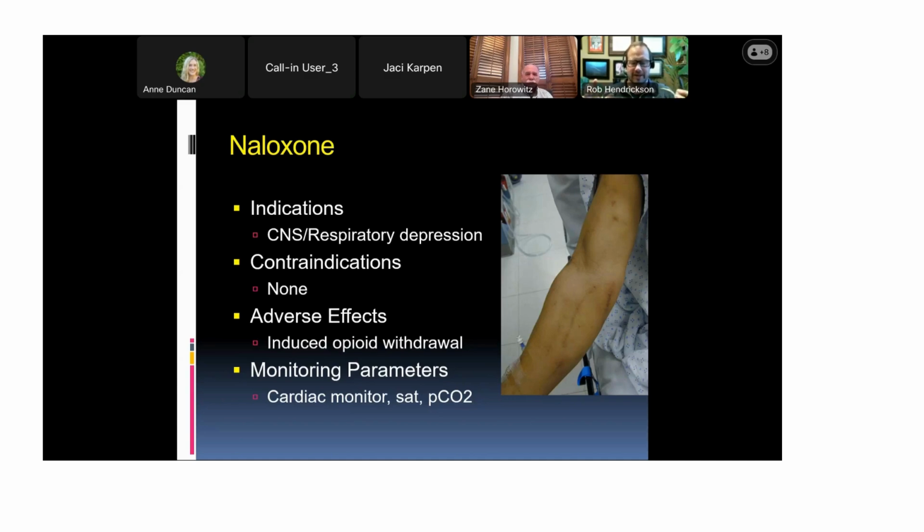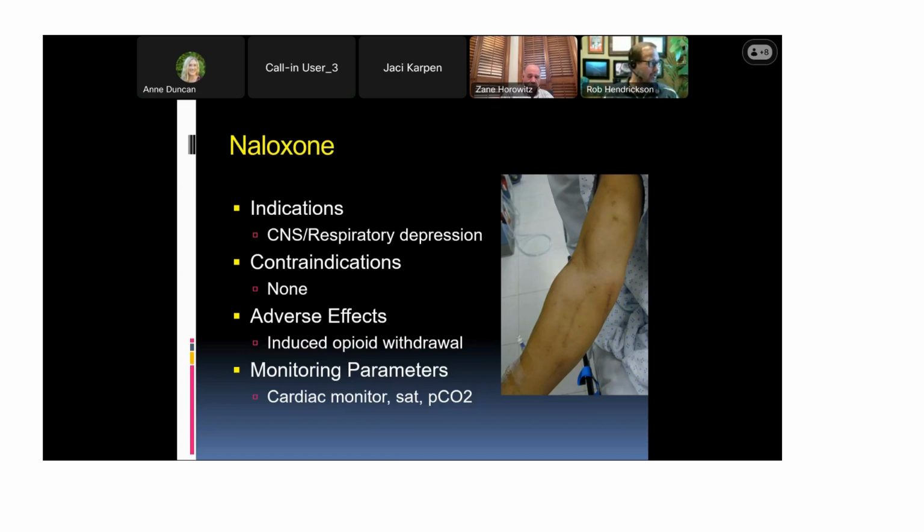And whether it's an opioid overdose and you're not giving naloxone, or you are giving naloxone, I think a cardiac monitor has to be in place, a saturation pulse ox, and preferably an end-tidal CO2 to see if they're retaining carbon dioxide. But I think those would be the ideal.